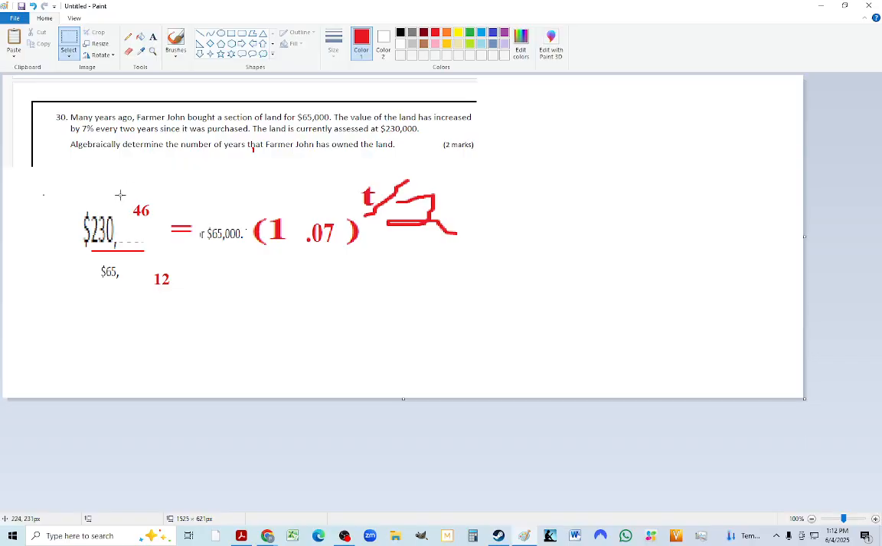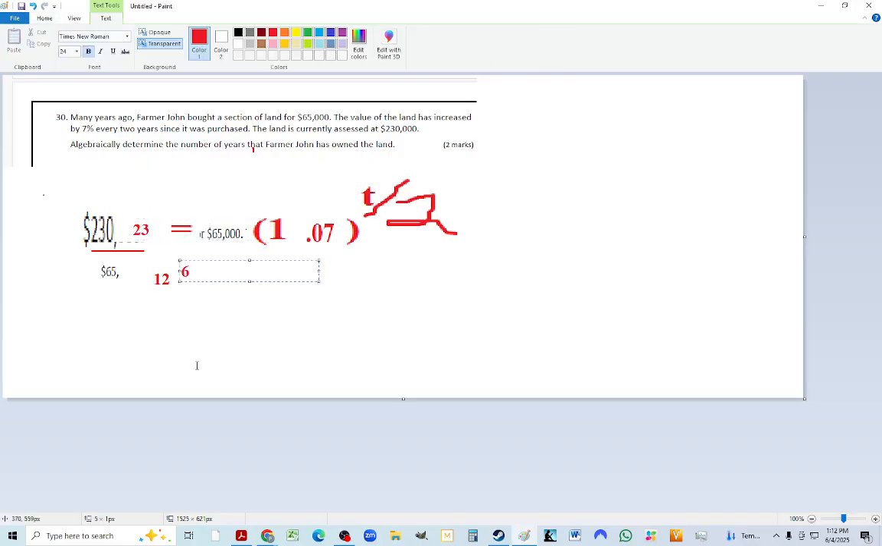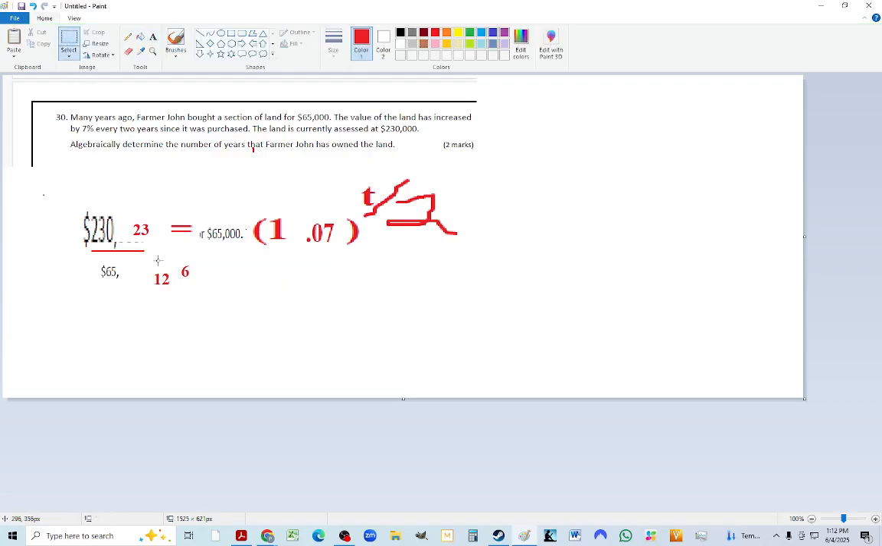Oh, that's not right, because 24. Yeah, now they can both be divided by 2. 23 over 6. That's a lot easier to use. But it wouldn't matter if you didn't want to. If you were in a rush, you wouldn't have to.